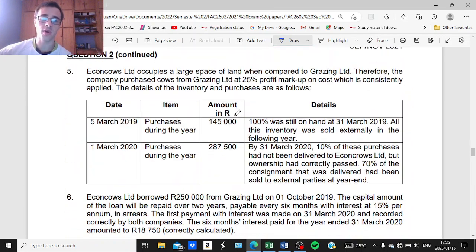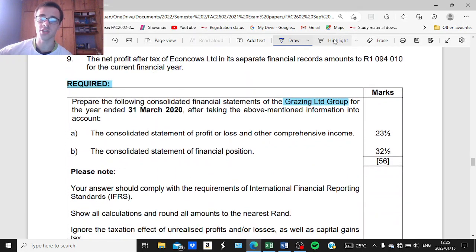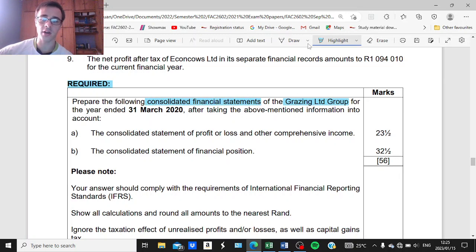So if we go to the required section for this question, and you should do this before you even start with the question itself, you always go to the required section first. We are asked to prepare the following consolidated financial statements of the Grazing Ltd Group for the year ended 31 March 2020 after taking the above-mentioned information into account.